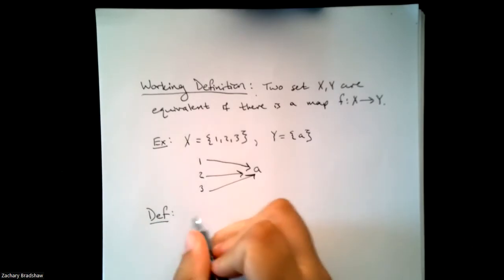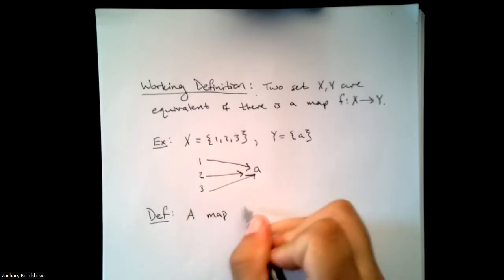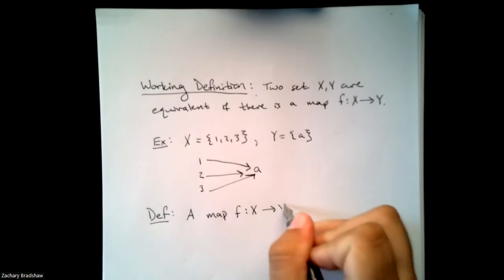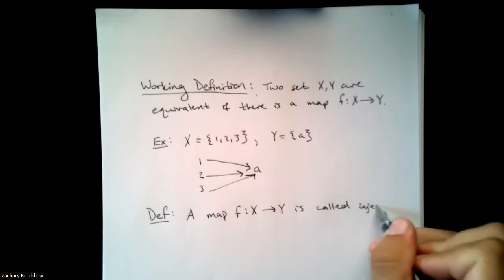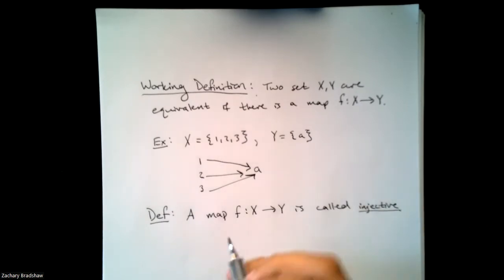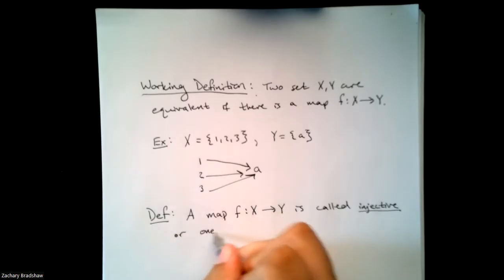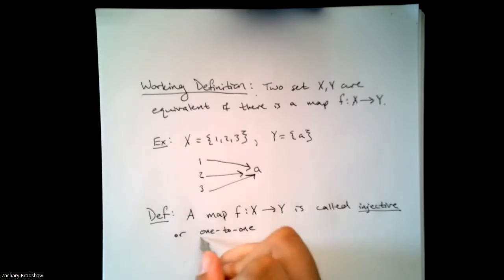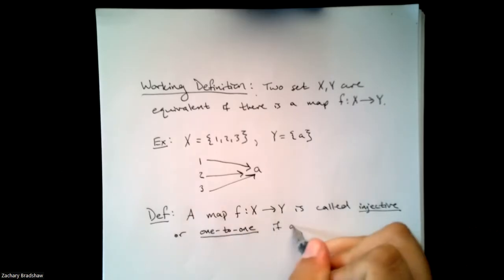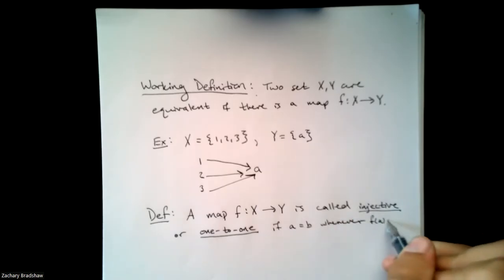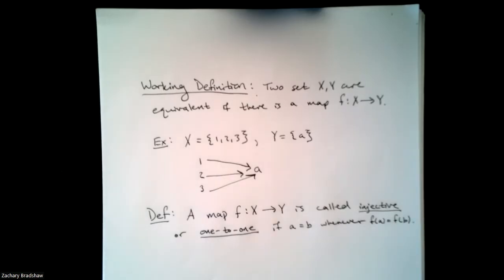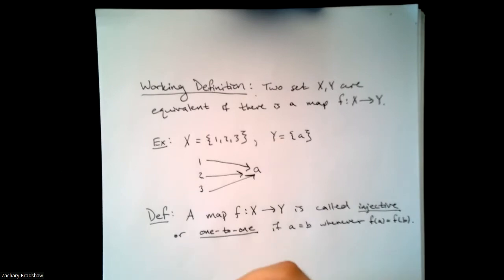Let me give you another definition. A map f from X to Y is called injective, or 1 to 1, if a is equal to b whenever f of a is equal to f of b. So in other words, if f of a is equal to f of b, then that implies that a is equal to b. Okay, so here's an example.